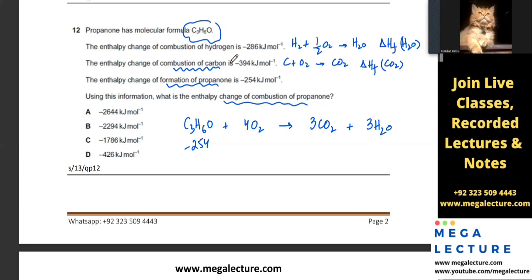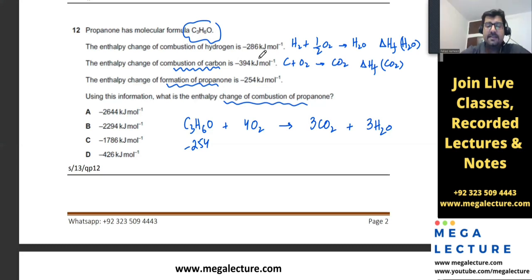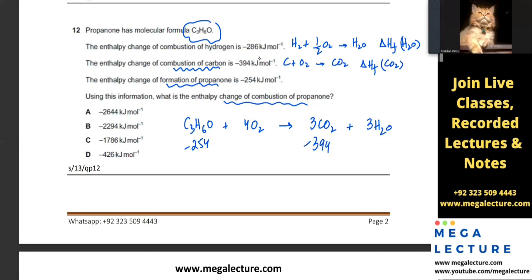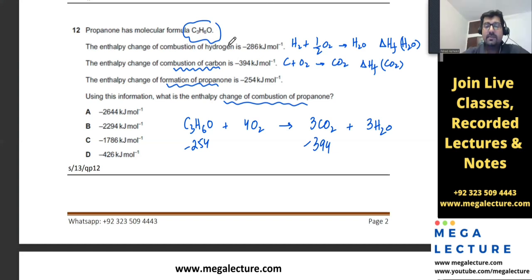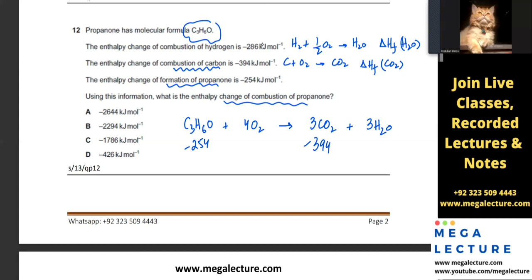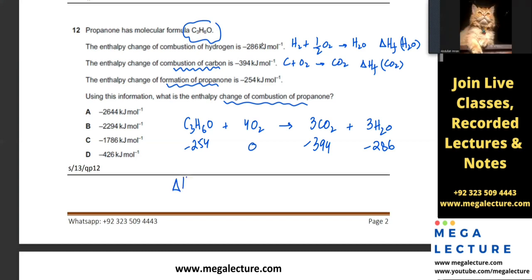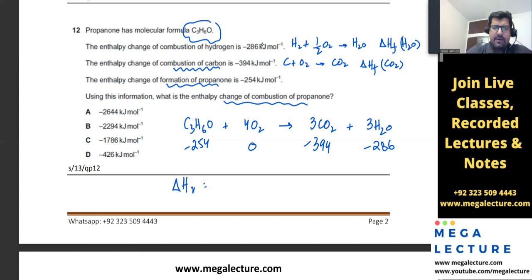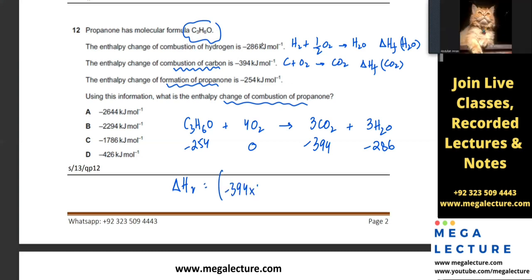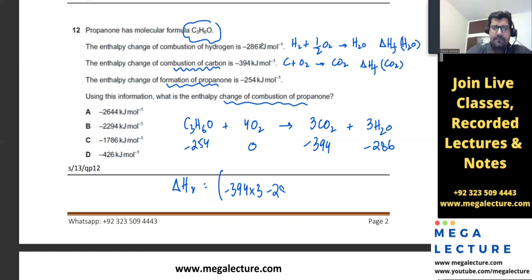So the enthalpy of formation of carbon dioxide is given, that's minus 394. And they've also given you the enthalpy of formation of water, that's minus 286. Remember, sometimes the same enthalpy change can have multiple labels. So you're going to do product minus reactant. The enthalpy of the reaction would be products: minus 394 times 3, and minus 286 times 3.